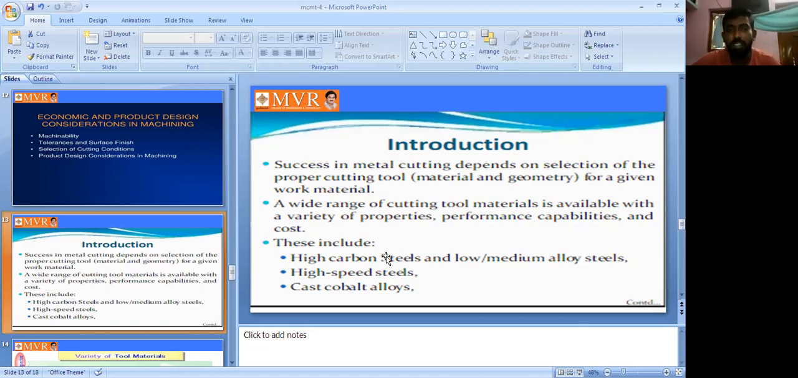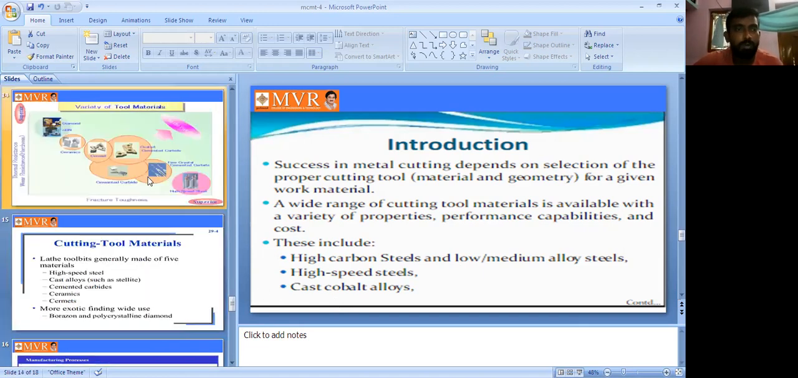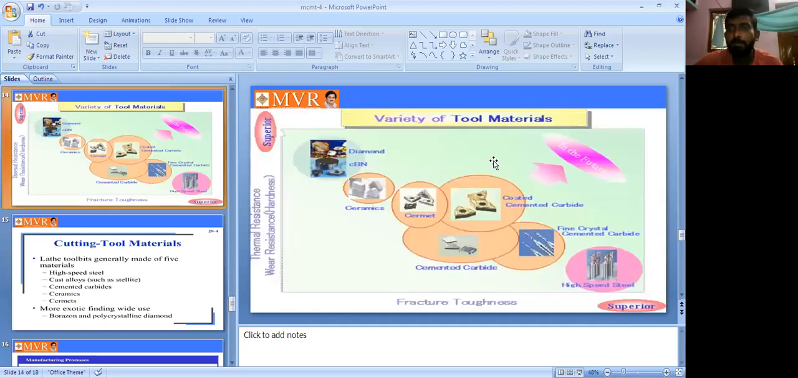Next, these include high carbon steel and low and medium alloy steel. Next is high speed steel. Next is cast cobalt alloys. So these are some of the indications for the tool material. See here, a variety of tool materials we can choose, with a variety of properties, working, and speed.